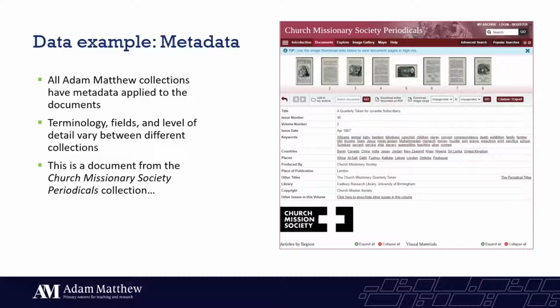All Adam Matthew collections have metadata applied to the primary sources that we have digitized. This will be produced by our in-house editorial team, and it often uses the archive catalogue as a base point. It will often be done in conjunction with the cataloguers at the source archive as well. That means that terminology and metadata fields and level of detail as well can vary between different collections, but there will always be something there.